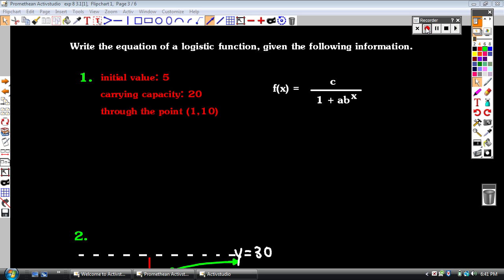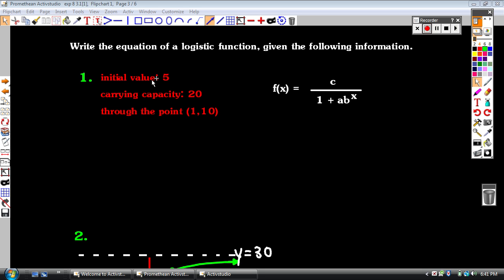For the next example, we need to be able to write a logistic function given the following information. Initial value is 5. That means when x equals 0, f of x equals 5. The carrying capacity is 20, and we need the point 1, 10. So first, let's put the carrying capacity. That's the easiest number to put into the equation. So put 20 in for C.